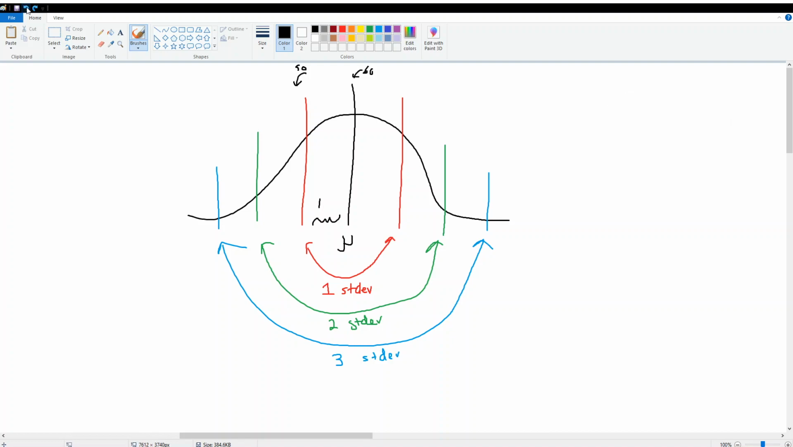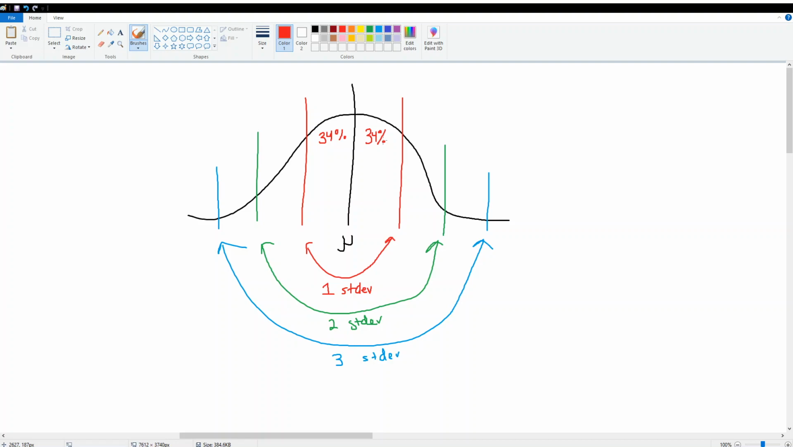But now let's actually do some work with the empirical rule. The empirical rule says that this is 68% of the data. Well, if it's symmetric, we have to have an even amount on both sides. So this plus this has to be equal to 68. So this must be 34% of the data, and this also must be 34% of the data, because they have to be equal and add up to 68.